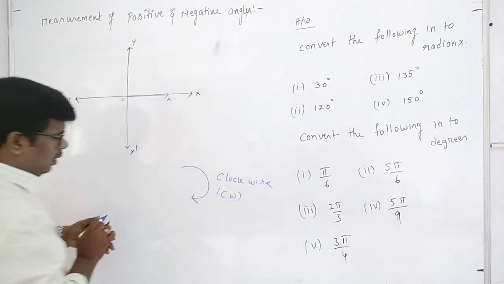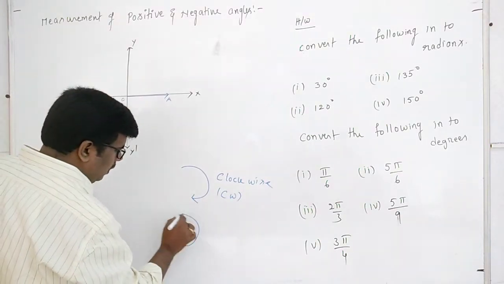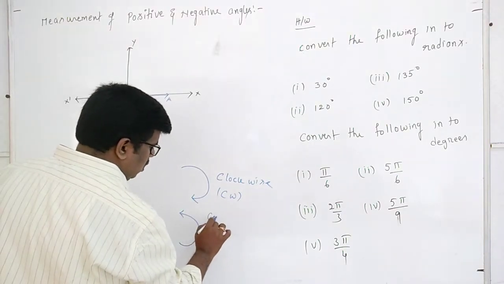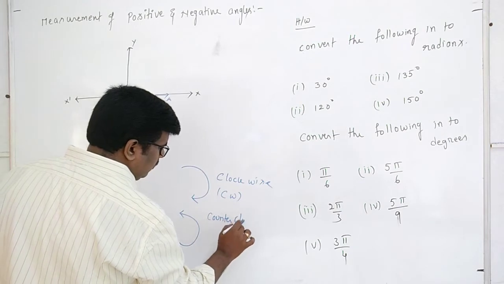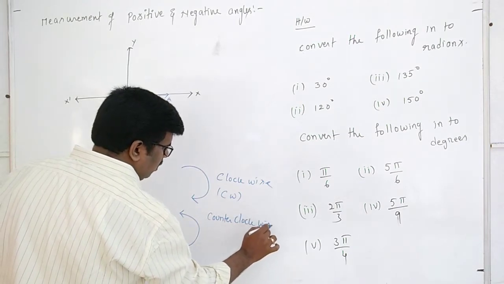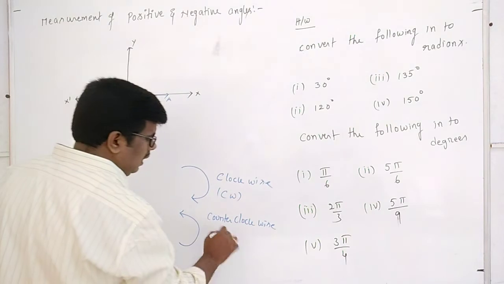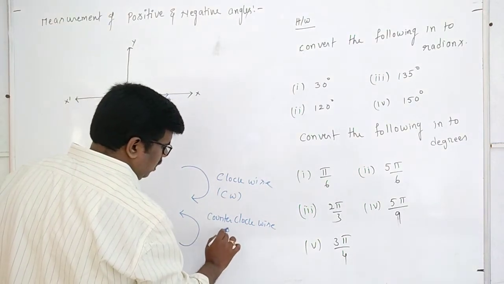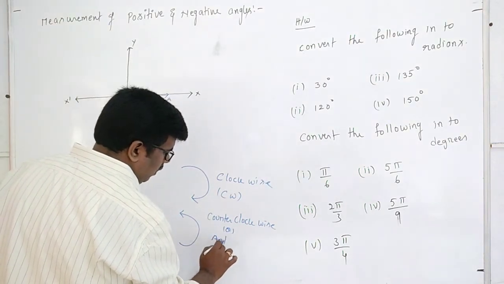CW will write. We will be following the opposite direction. This is counter-clockwise, or else we can also write it as anti-clockwise.